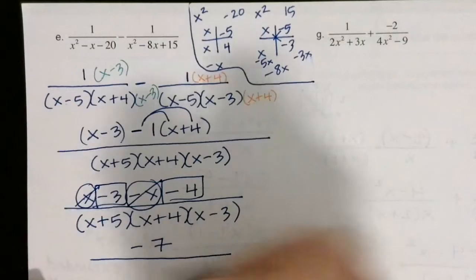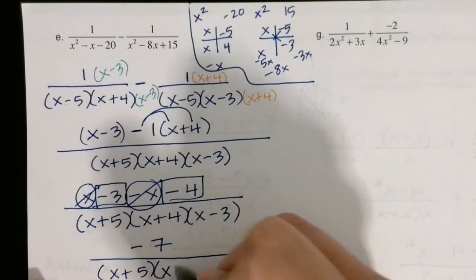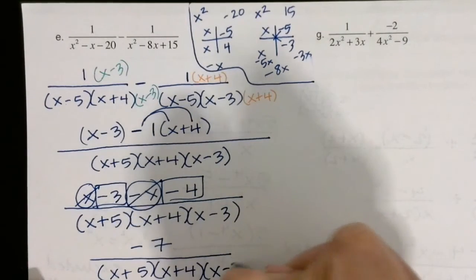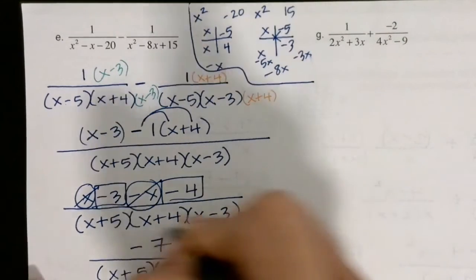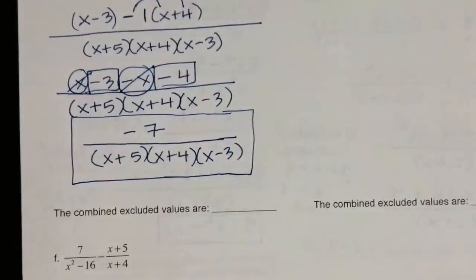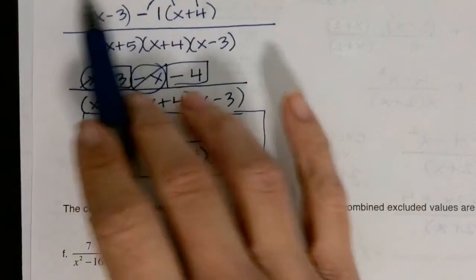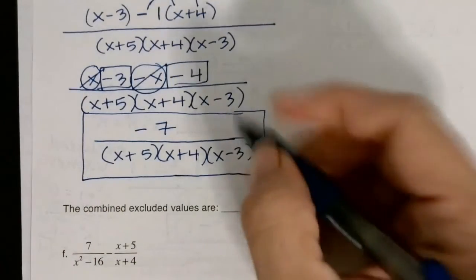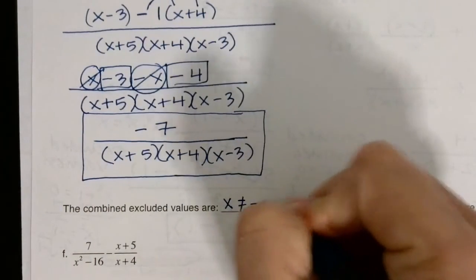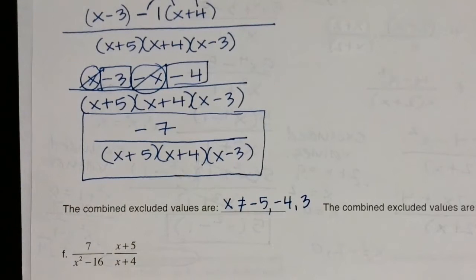So I get negative 7 all over x plus 5 times x plus 4 times x minus 3. And I can't cancel anything with the numerator and denominator, so that is the final answer. And the last thing we have to do is just get our excluded values, which are from the denominator, and we have 3 pieces, so we're going to have 3 excluded values. We have x cannot equal negative 5, negative 4, and 3. Right, guys? Okay, 2 more problems and then we'll be done.